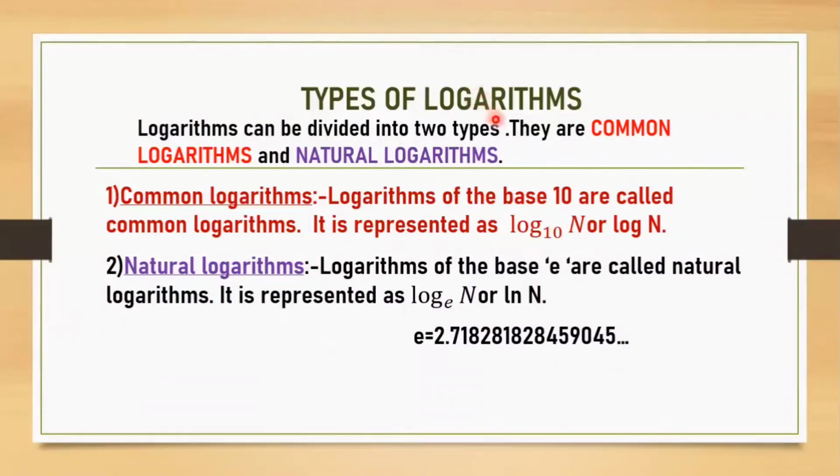The types of logarithms. There are two types of logarithms: common logarithms and natural logarithms. In common logarithms, the base is considered as 10. It is represented as log of n to the base 10 or log n. If the base is not given, we consider the base as 10. In natural logarithms, the base is considered as e. It is represented as log of n to the base e or ln n. Here, e is called the transcendental number and Euler's number. It is an irrational number. In this chapter, we use the common logarithms. It means if the base is not given in the sums, we consider the base as 10.